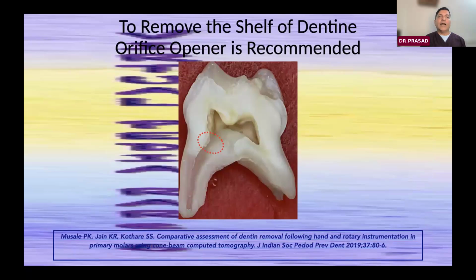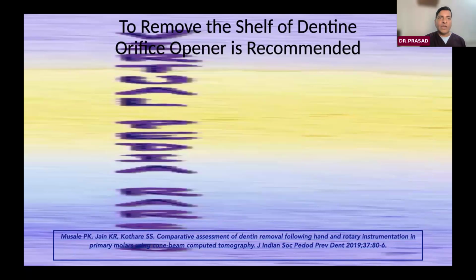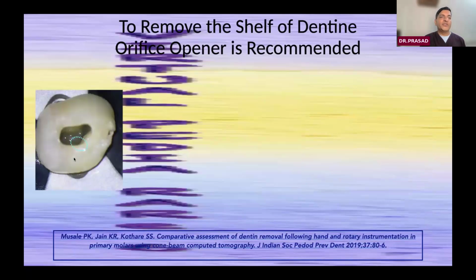Then I also recommend removing the shelf of dentine, which you can see in the extracted primary molar, with the help of an orifice opener. In the ProTaper file system, it is SX. So to explain, the mesiolingual canal in the mandibular molars and the distobuccal canal in the maxillary molars are more likely to show a shelf of dentine, which will not allow the straight line path.